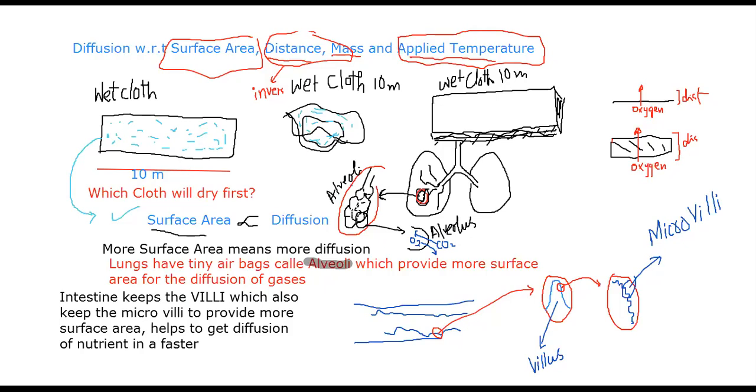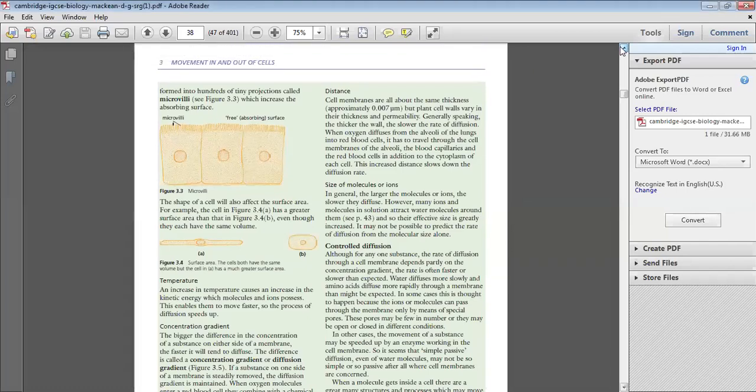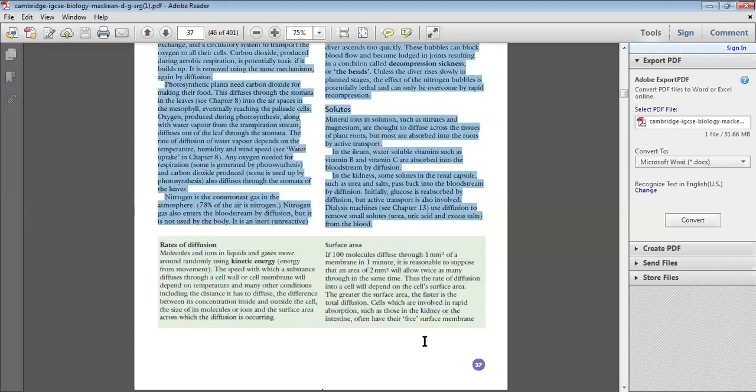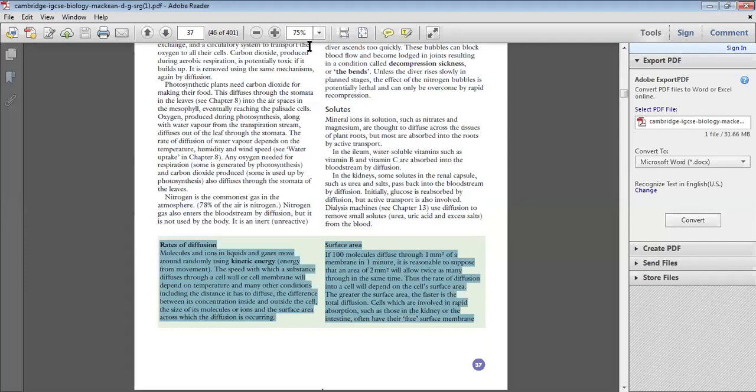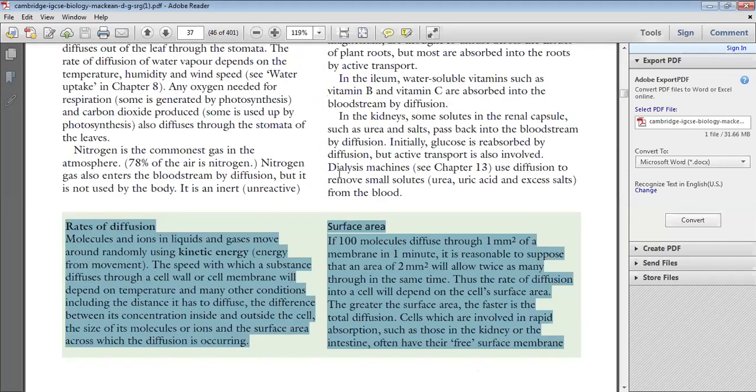And I will request any volunteer, please, can you please read out the material that I'm going to show you here. Okay, surface area. First of all, these are the material. Who is going to read out first? Sir, can I? Yes, okay.